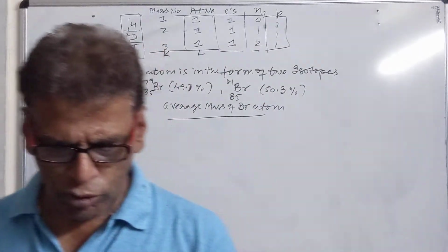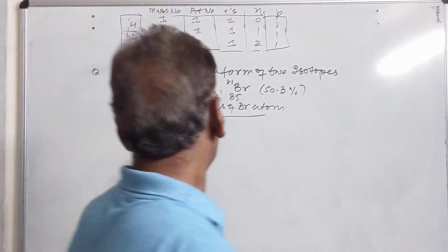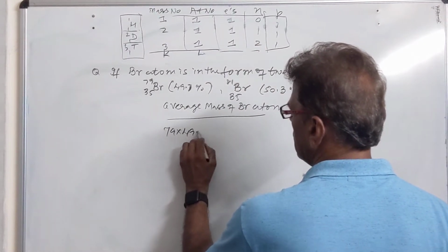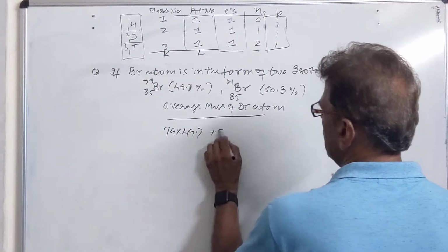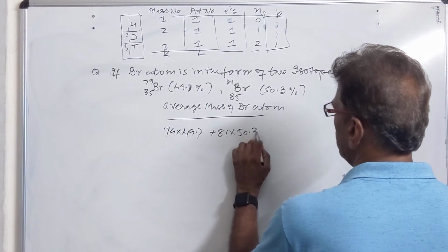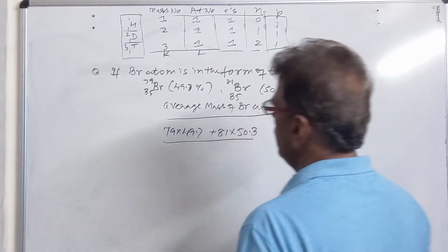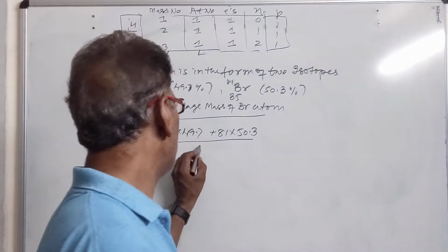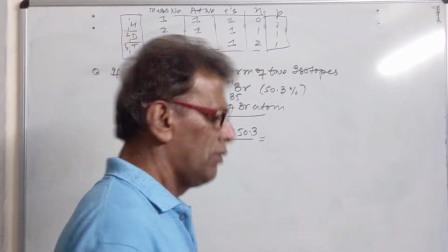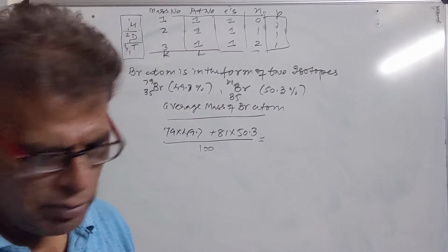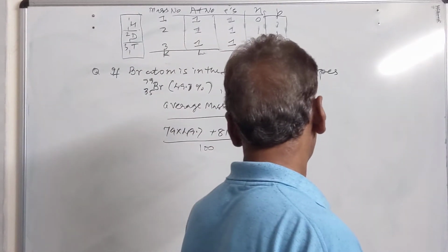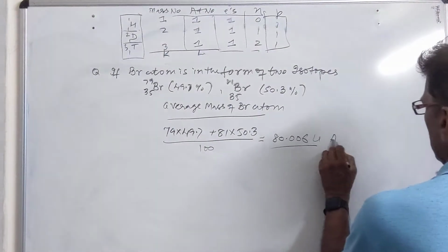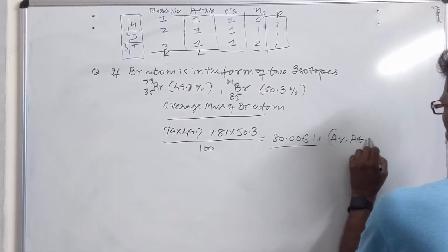Now average mass of bromine atom can be calculated by multiplying mass number with percentage, plus 81 multiplied by 50.3, upon. Now how much do we have at the bottom? We have 100 here. So this will be solved. It will come out to be 80.006. This is the average atomic mass of bromine.